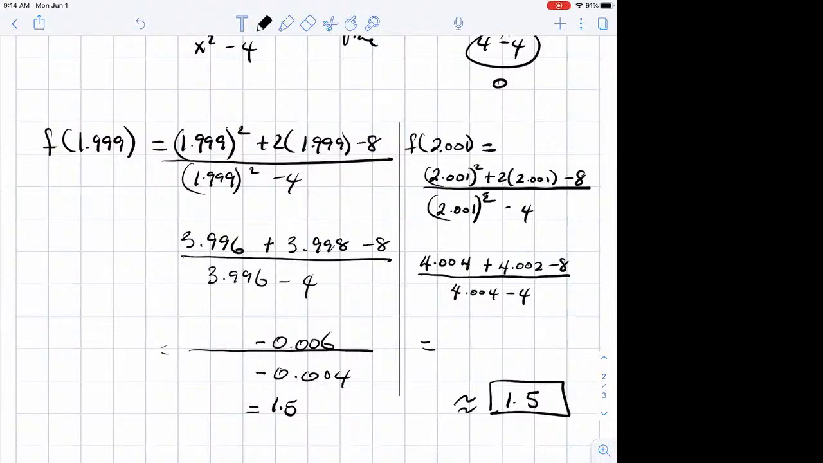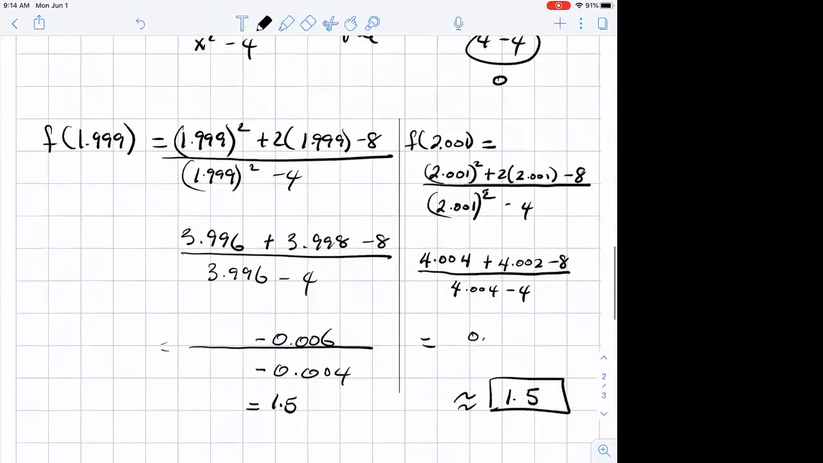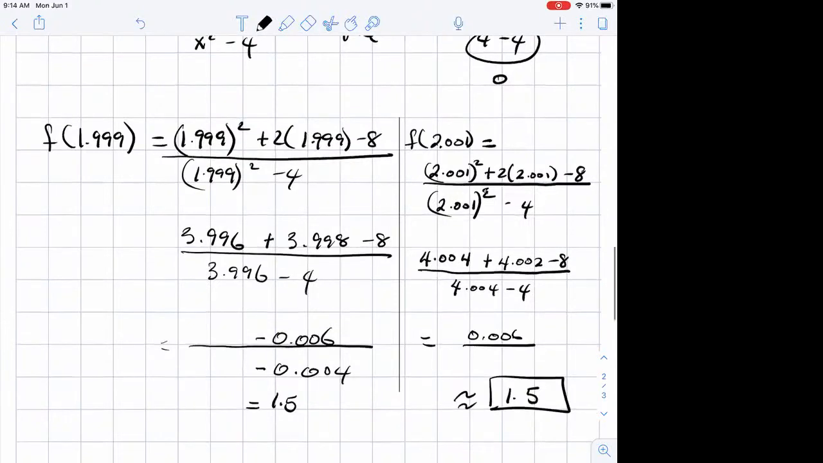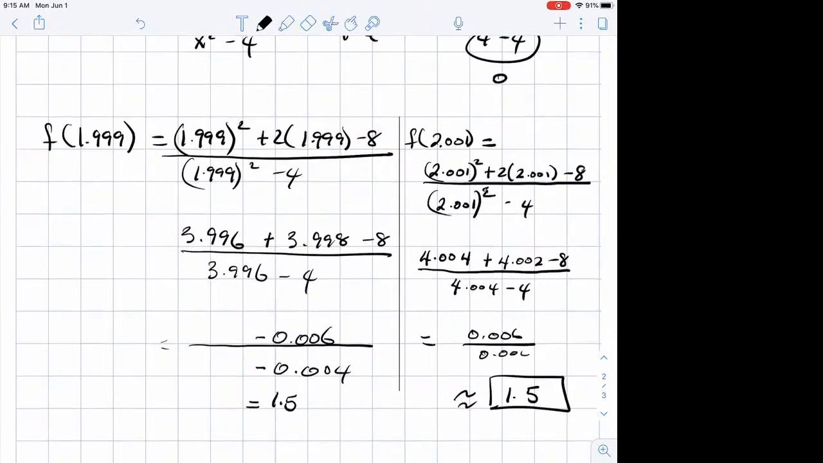So what do we have? 4.004 plus 4.002 minus 8. This is approximately 0.006, and the bottom will be 4.004 minus 4. This is 0.004. And then if you do that, you're going to get 1.5 also. So it's not even approximately, it is 1.5.